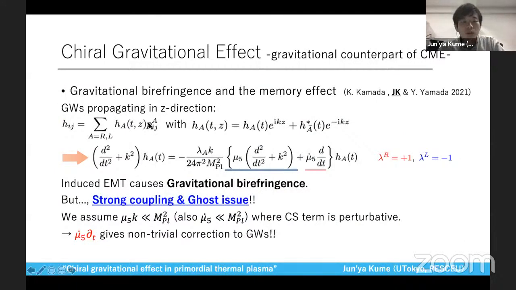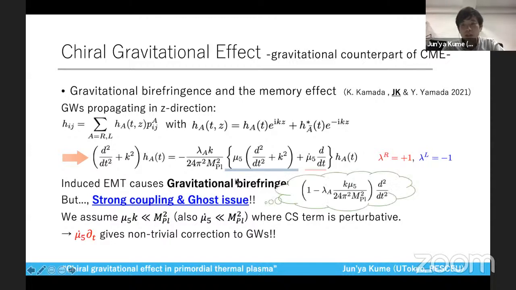For concreteness and simplicity, let's expand the GWs in circular polarization modes and consider the propagation in a specific direction like this. Then this is the equation of motion of the gravitational waves. Here, this lambda changes its sign with respect to the polarization mode. So now you can see this induced EMT causes gravitational birefringence.